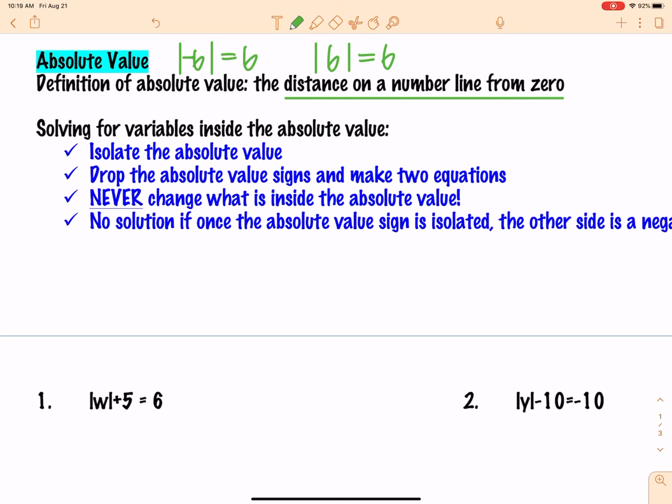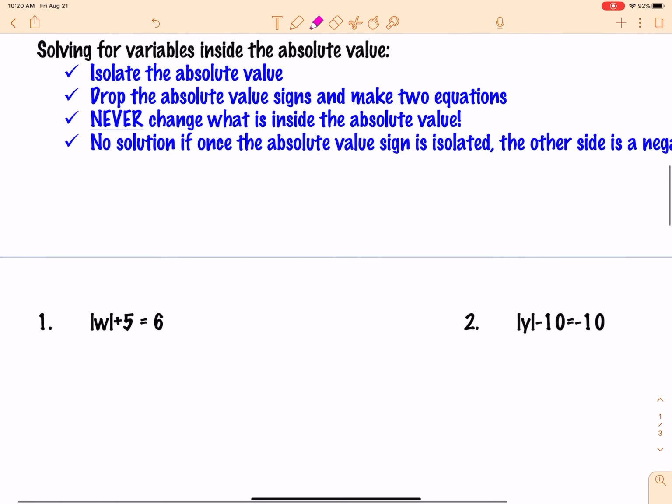All an absolute value is, is the distance on a number line from 0. That's why -6 and +6 have the same answer of 6, because all we're asking is how far away -6 is from 0, and how far away 6 is from 0. Well, that's why it's the same answer, 6.